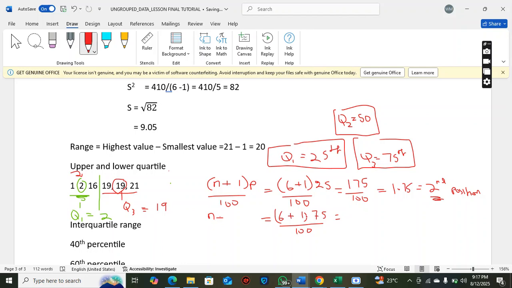So 6 plus 1. Yeah, so the last video I did, I posted a video on quartiles. I used the bigger data set.